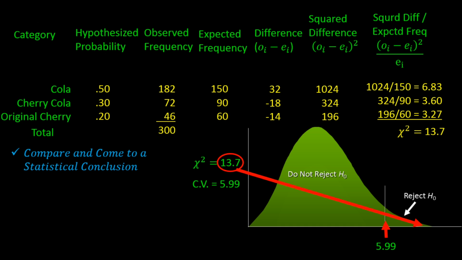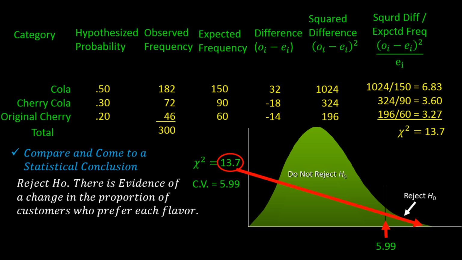So now we are ready for the next step, which is to compare the test statistic with the critical value and come to a statistical conclusion. We can see the test statistic is in the rejection region, so using the critical value approach, we would reject the null and find that there is evidence that the proportion for the 3 soft drinks has changed from the original proportions. Now let's see how this would be done using the p-value approach.